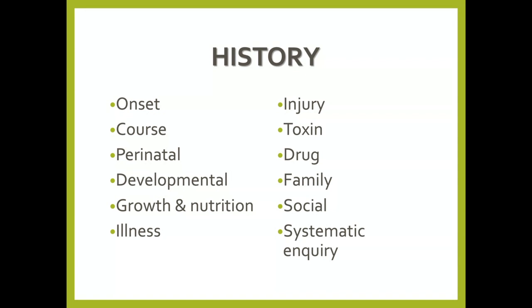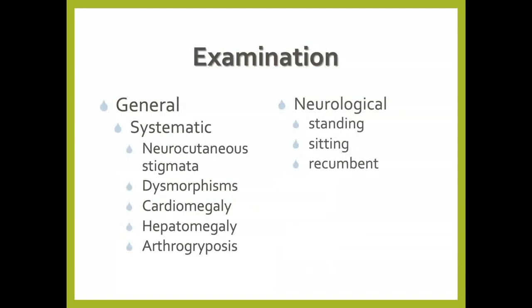And then you want to do a systematic inquiry to see whether or not there is involvement of other organ systems. Remember, we spoke about sickle cell disease causing stroke. You could have a cyanotic heart disease causing stroke, etc. So the full history is important.